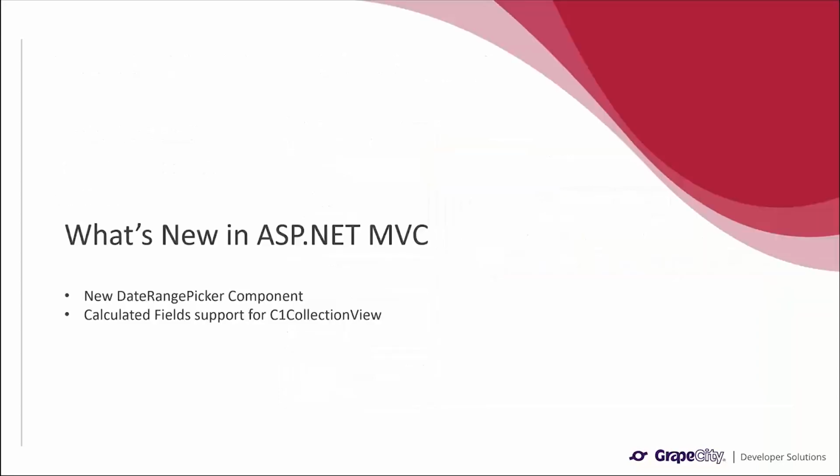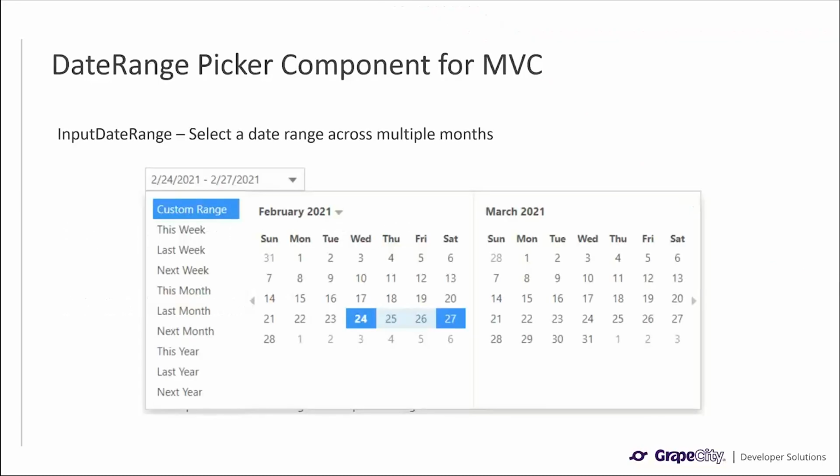All right, next let's take a look at what's new in ASP.NET MVC. In this release, we're adding a new date range picker component and calculated fields for our collection view component. The new input date range control is an advanced date picker that allows users to select a range of dates, just like we saw in the similar Blazor control. So selecting a date range is helpful for booking service accommodations or analyzing data for a specific window.